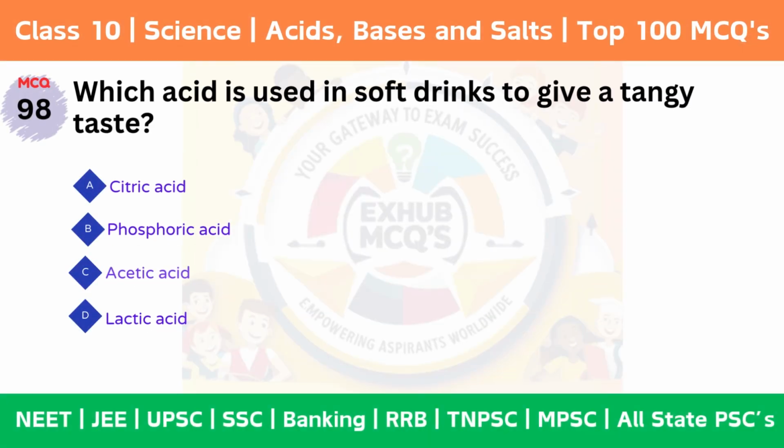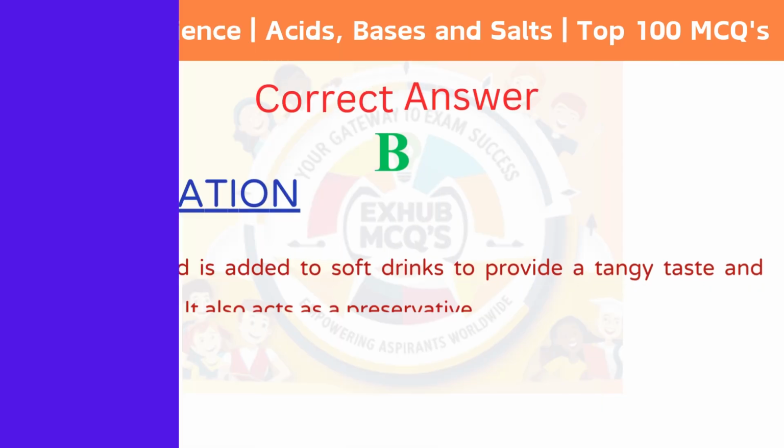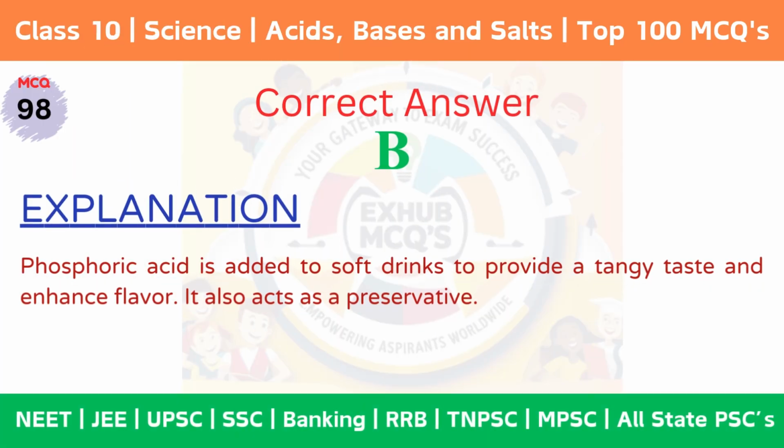MCQ 98. Which acid is used in soft drinks to give a tangy taste? Option A, citric acid. Option B, phosphoric acid. Option C, acetic acid. Option D, lactic acid. The correct answer is option B, phosphoric acid.